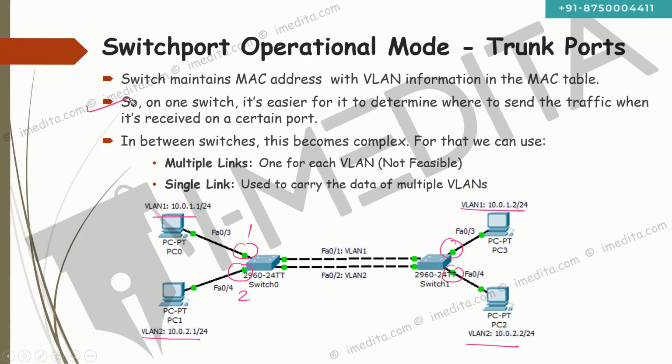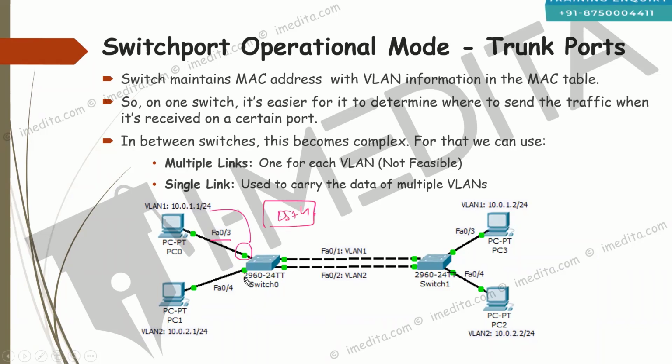So for the switch, it is easier to determine whether to send the traffic when it is received on a certain port. When the traffic is received onto this port, FA0, the switch can take a look at the destination MAC address. If the destination MAC address belongs to the same VLAN, then the traffic is allowed to pass. But if it does not belong to the same VLAN, the traffic is not allowed to go through, right? So based on the basic switch operation, the traffic can go from one device to another device, or cannot, based on what configurations you have done regarding VLAN.